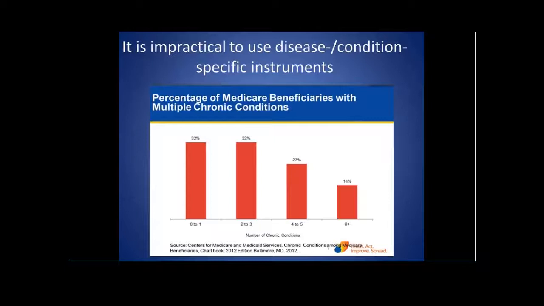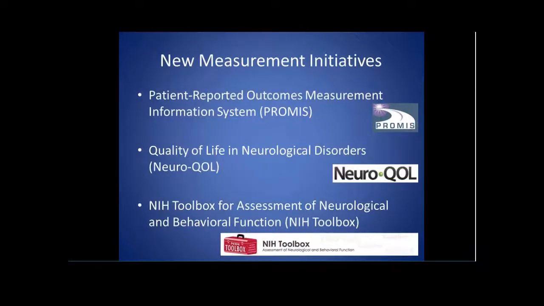So because of all of these issues, the National Institutes of Health were interested in trying to improve measurement options available for clinical research, and that led to funding 3 large initiatives: the Patient-Reported Outcomes Measurement Information System, or PROMIS, the Quality of Life in Neurological Conditions, NeuroQual, and the NIH Toolbox for Assessment of Neurologic and Behavioral Function, or the NIH Toolbox. And I'm going to talk about all 3 of these initiatives.